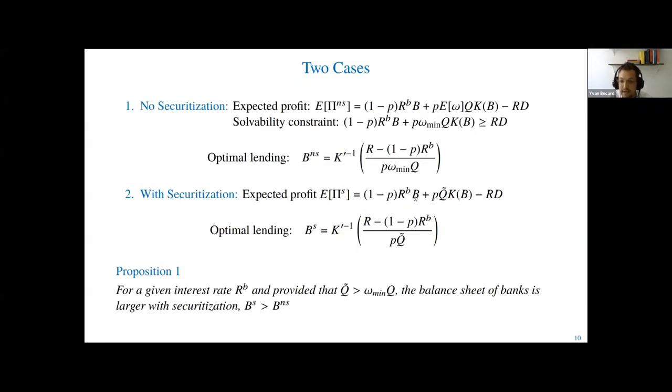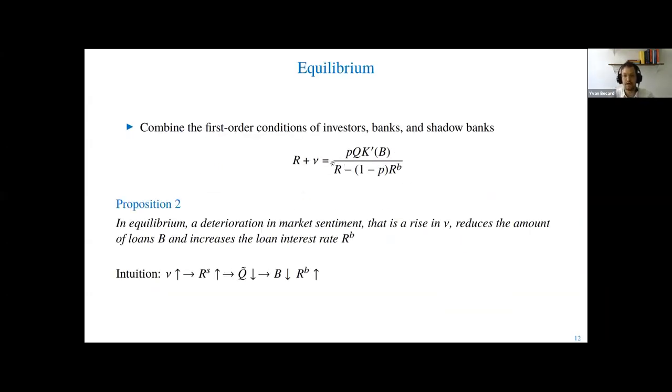So the banks, to compensate, must either decrease B or increase the interest rate. So we have the result that a fall in market sentiment leads to a fall in lending or an increase in the spread in the interest rate market. So that's our result here. I hope I was clear in the intuition.